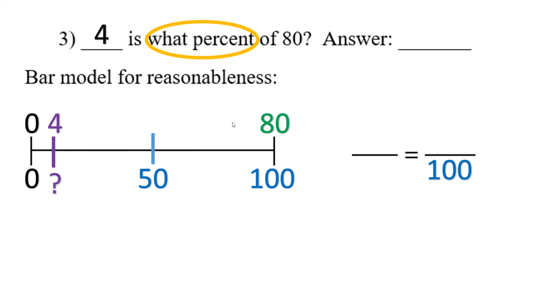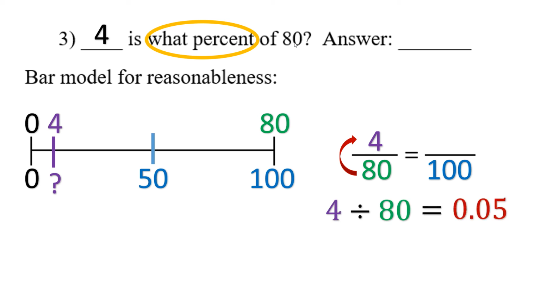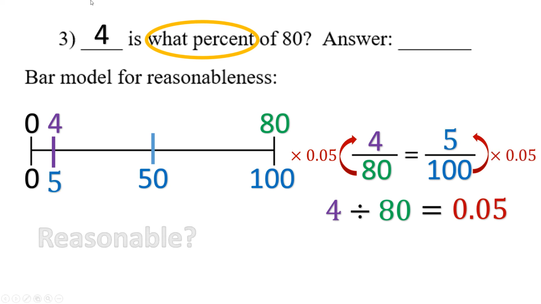So we do 100. We don't know the percent, so here it's blank. Of 80 is the whole amount. 4 is the part. So we do 4 divided by 80, and we see that it is 0.05, and 100 times 0.05 converts it back to a percent, which is 5%. Here it makes sense that this is a very small percent because 4 is a small part of 80, and our answer is 5%.